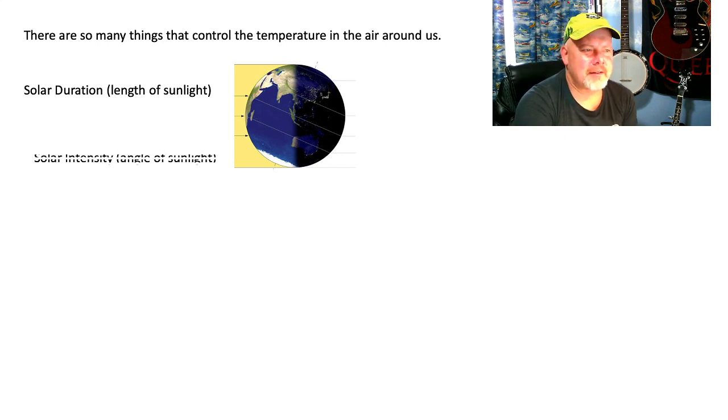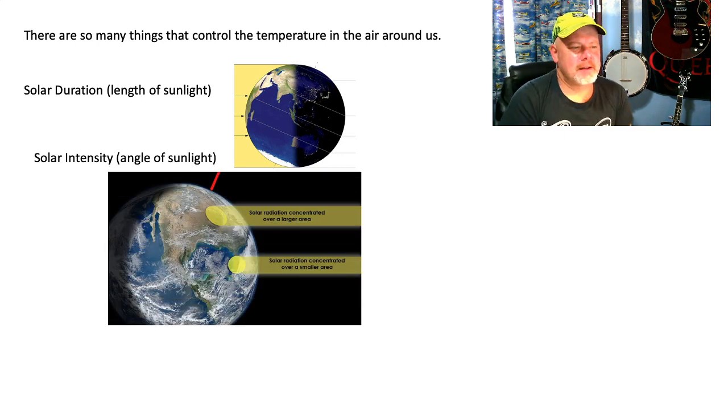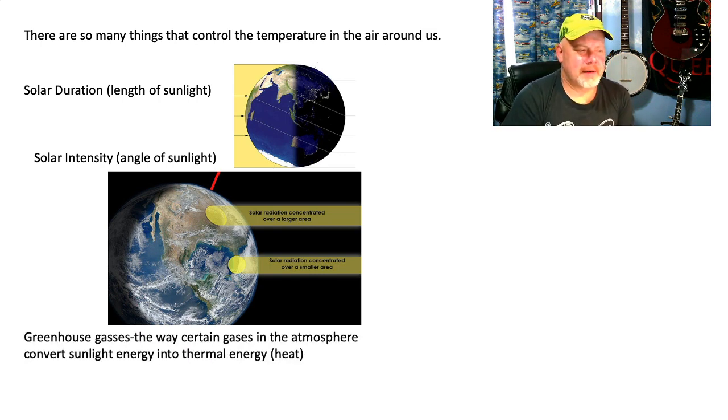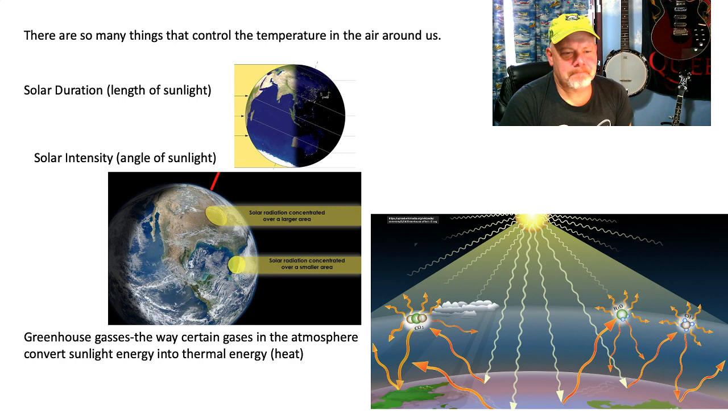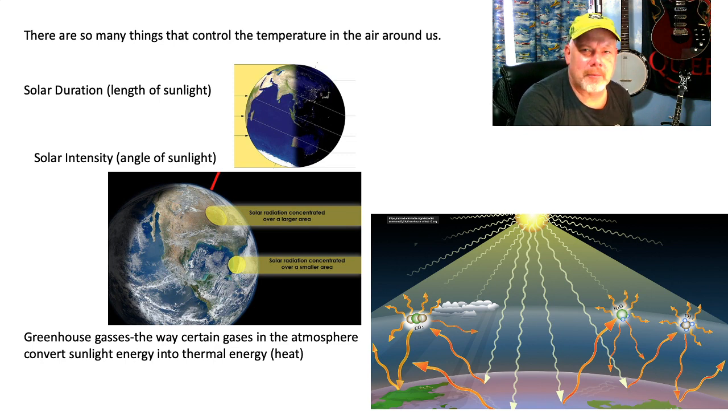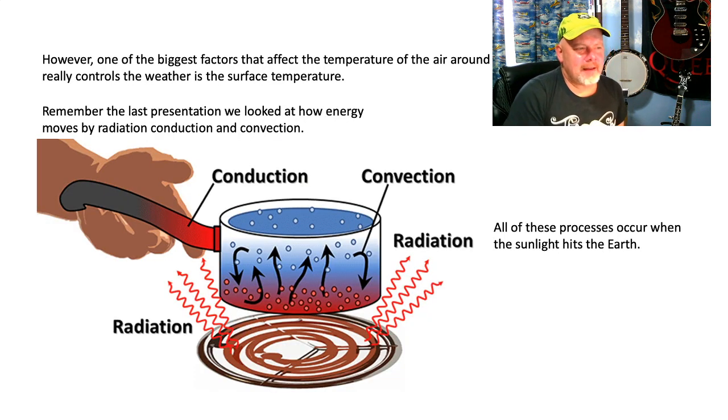The big thing I tried to get across last time was solar intensity, and that is where the sun is hitting you more directly. Another thing that I have alluded to, and we're going to get to a little bit later, is greenhouse gases. There are certain gases in the atmosphere itself that can actually take in that radiation from the sun and convert it right to heat. But probably the number one reason why you have an atmosphere being heated up, the number one thing heating up the atmosphere, is actually the Earth's surface.